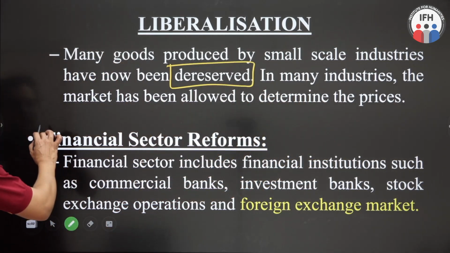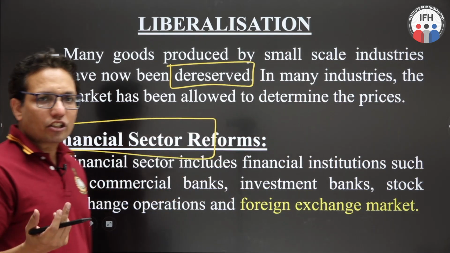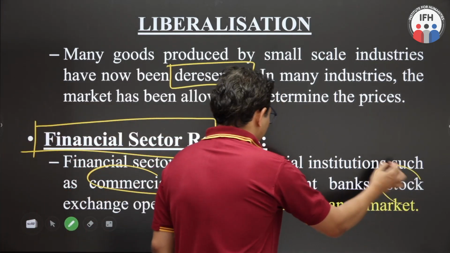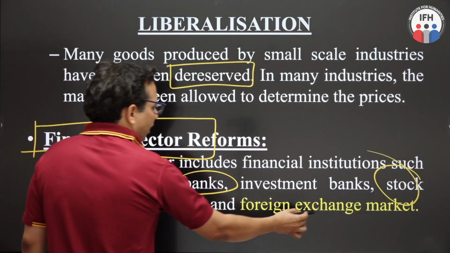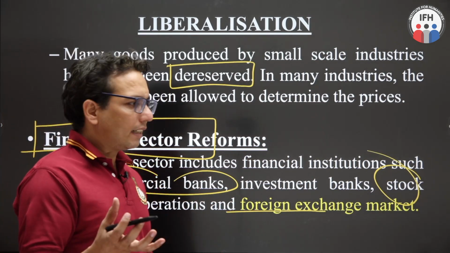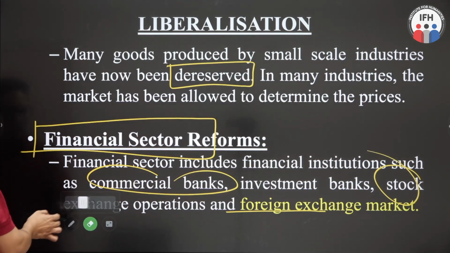Then what were the reforms in financial sector? So what is included in financial sector? When I say financial sector, it includes banks, stock exchanges, foreign exchange market. It also includes insurance. So all these sectors, they come under financial sector. And what are the reforms under financial sector? Let's discuss them.